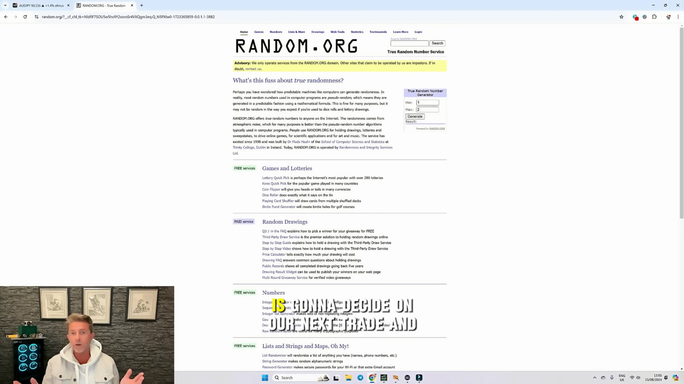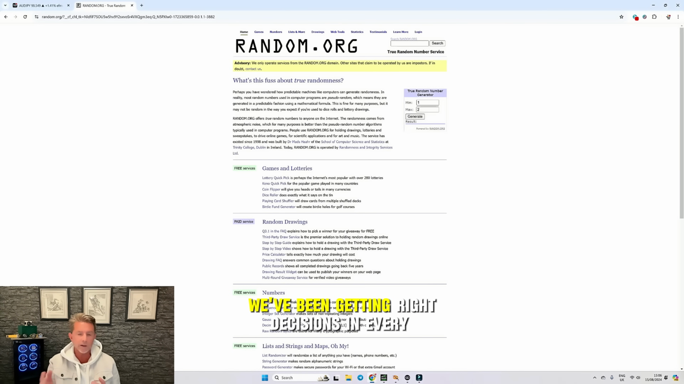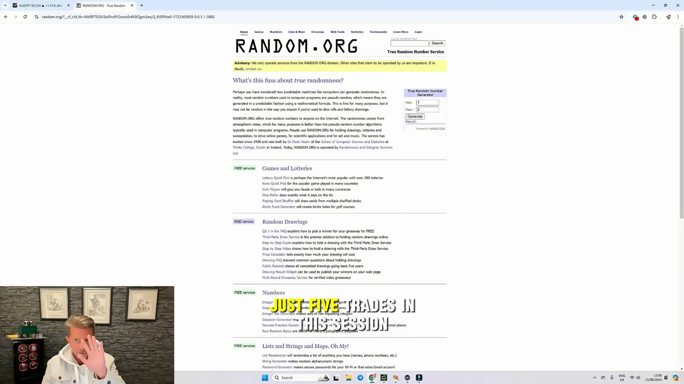And this is what we've been doing. Well, this is the 4th session that we've been doing this, and we've been getting wrong decisions, we've been getting right decisions, and every session we've been winning. So let's see if we can do this again. Just 5 trades in this session.